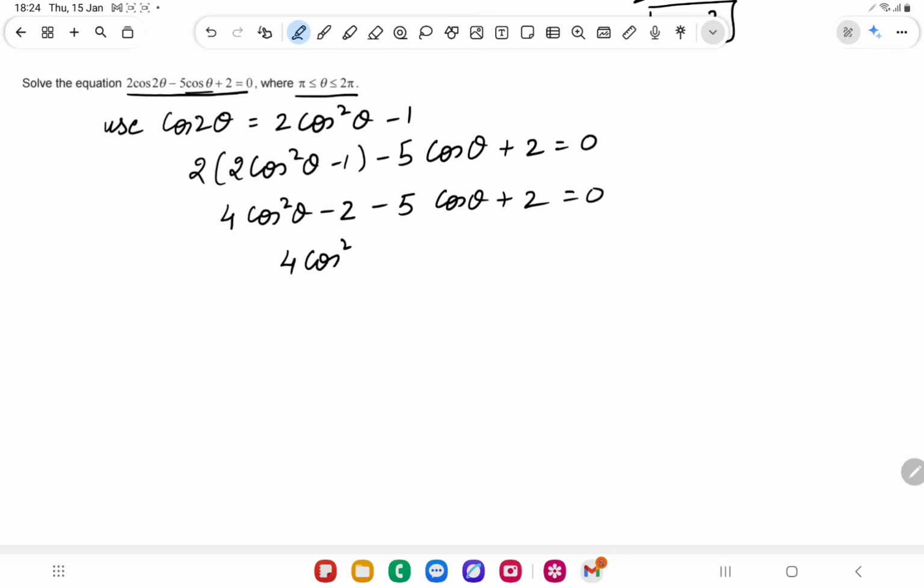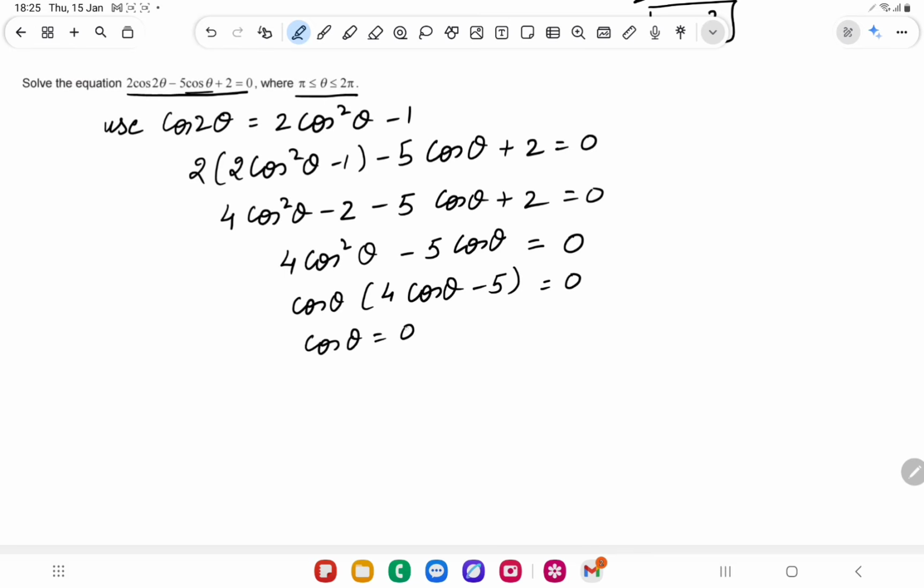So I got my equation as 4 cos square theta minus 5 cos theta is equals to 0. I can take cos theta common, so that becomes cos theta (4 cos theta minus 5) is equals to 0. It means either cos theta is 0 or 4 cos theta minus 5 is equals to 0. Now since the interval given to me is between pi to 2 pi, cos theta is 0 means theta is 3 pi by 2.